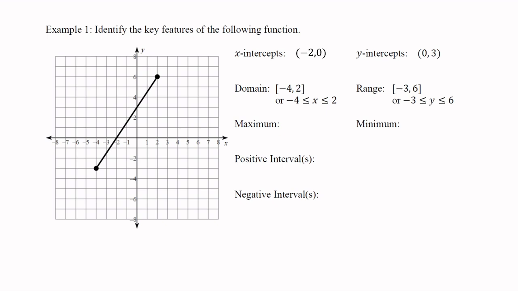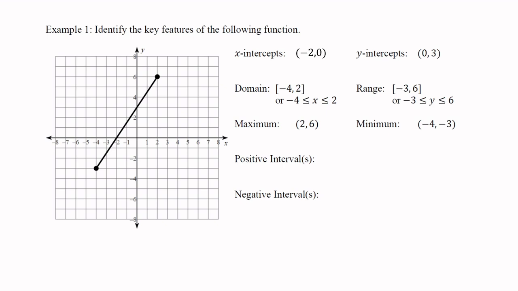Now the maximum is located at a point, the absolute top of the graph that is higher than any other point, which is the point 2, 6, and our minimum is located at -4, -3.